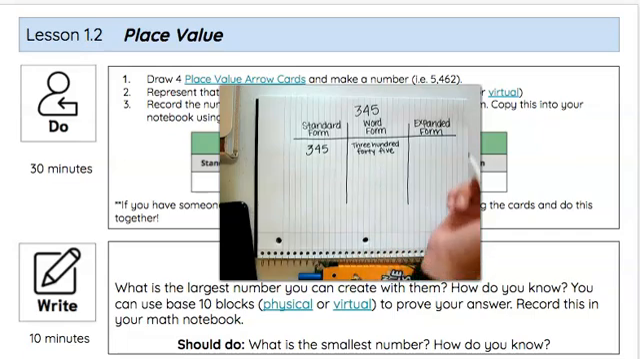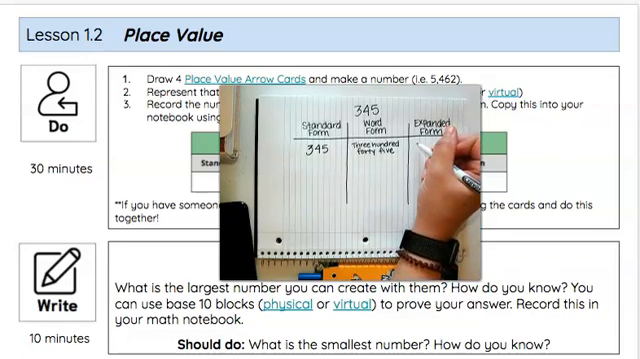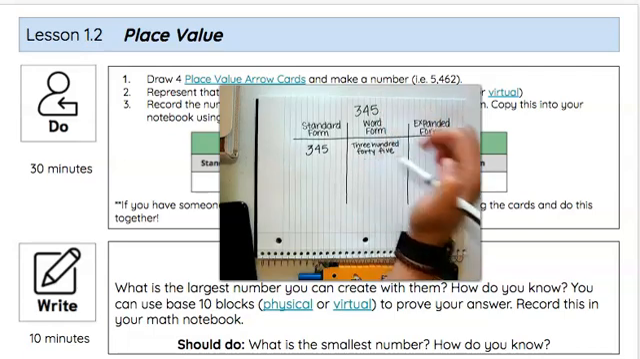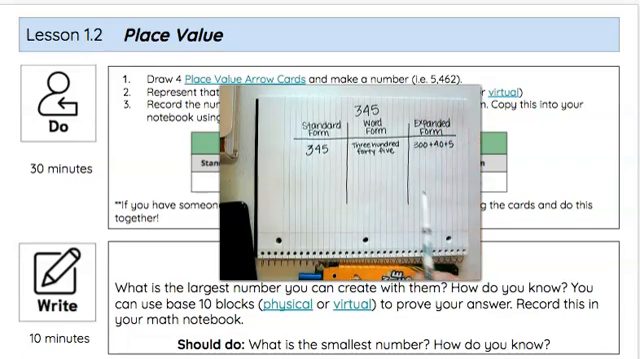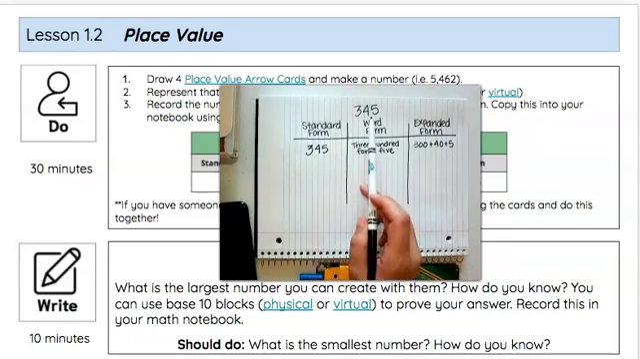Expanded form is just using place value to stretch out the original number. For example, this number would be 300 plus 40 plus 5. All three ways still represent this top number.